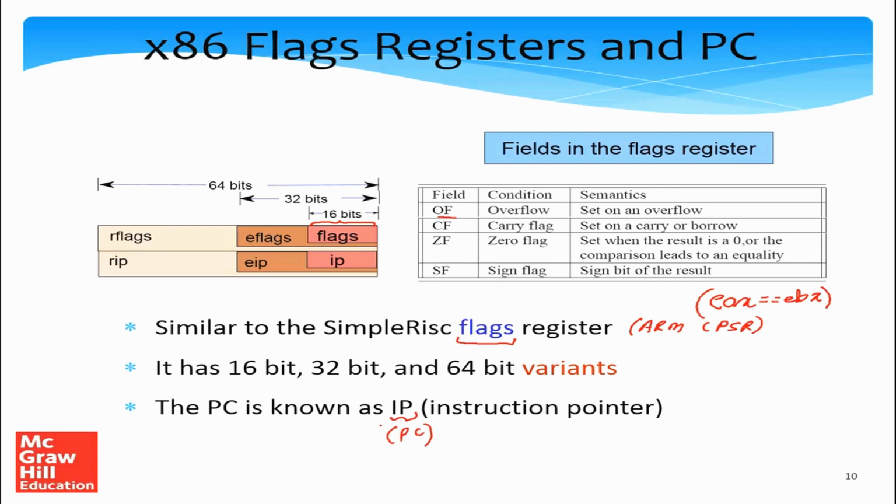So the program counter is called the IP register in 16 bits, the EIP register in 32 bits, and the RIP register, extended instruction pointer register, for 64 bits. It's called RIP. So the idea is the same, that the same register is divided into multiple fields, and depending upon the nature of the instruction set and the processor, we choose which field should be returned as the answer.